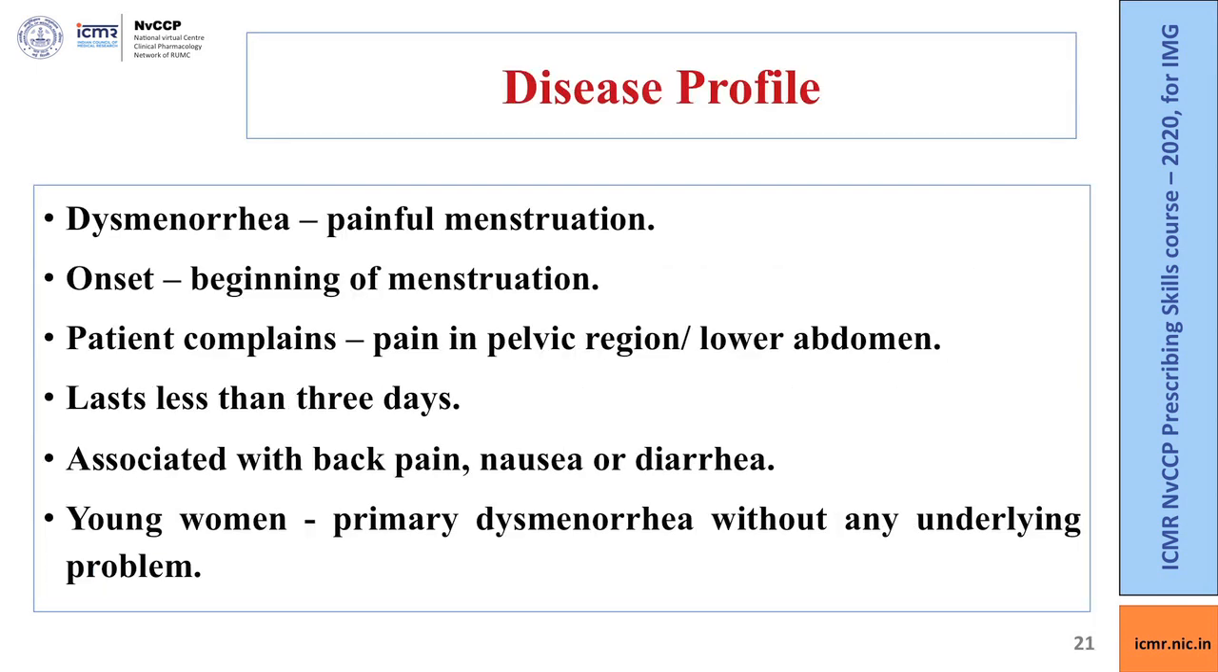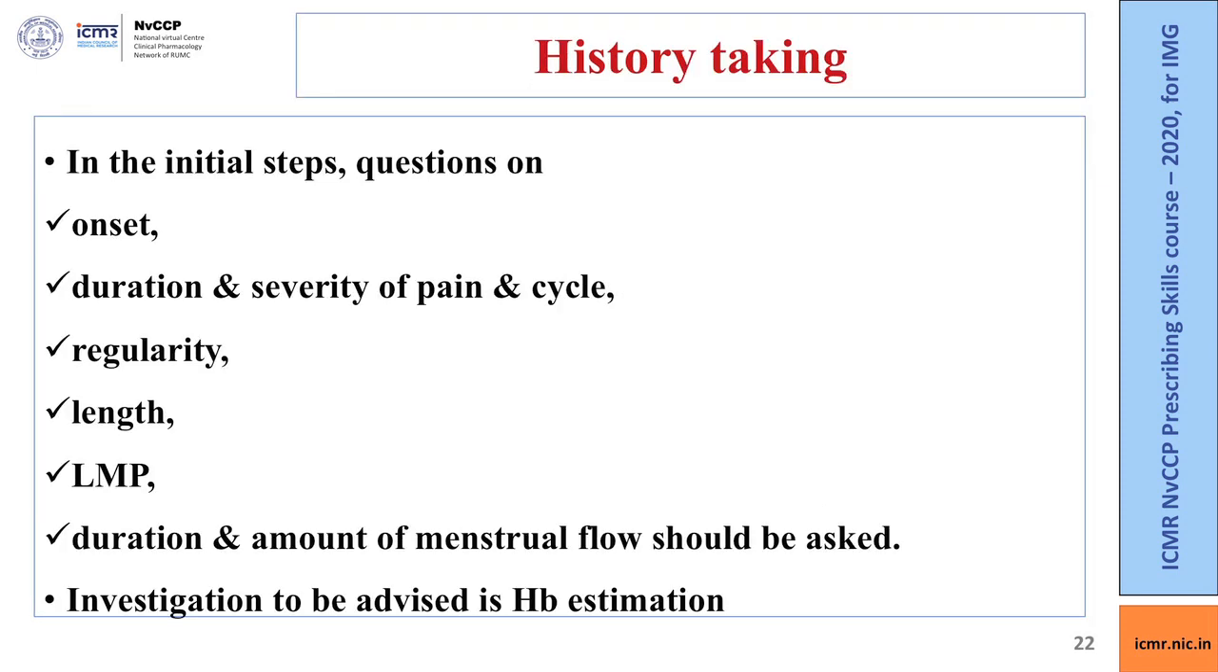Dysmenorrhea means painful menstruation. Its usual onset occurs around the time when the menstruation begins. The patient usually complains of pain in the pelvic region or the lower abdomen, and it typically lasts less than 3 days. It may be associated with back pain, nausea or diarrhea. Young women commonly suffer from primary dysmenorrhea, that is, without any underlying problem, as is seen in our case. In the initial steps, you need to ask questions on onset, duration and severity of pain and cycle, regularity, length, last menstrual period, duration and amount of menstrual flow.